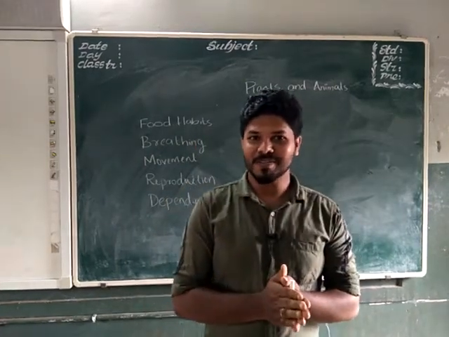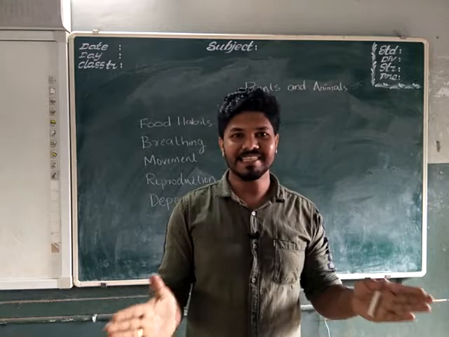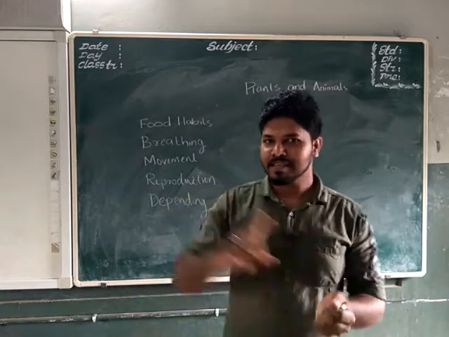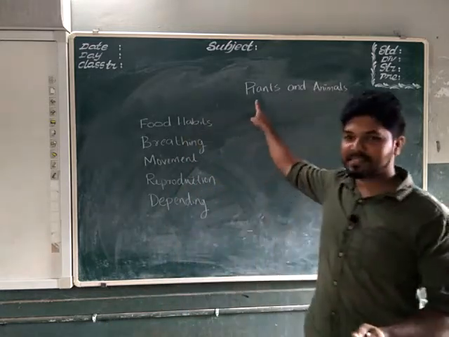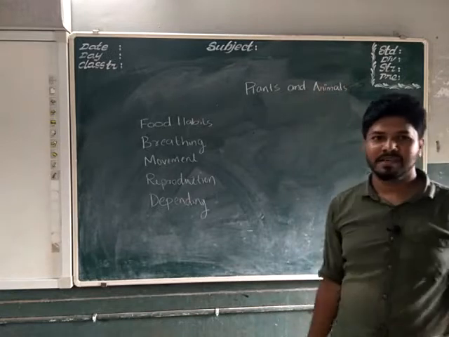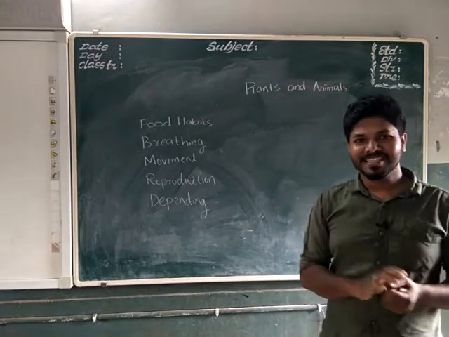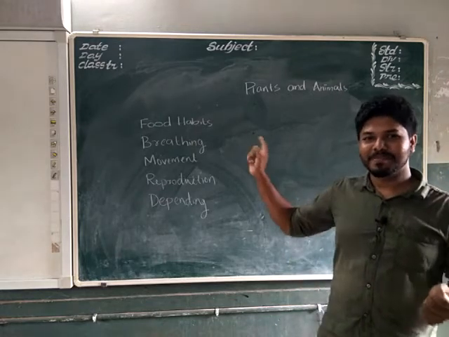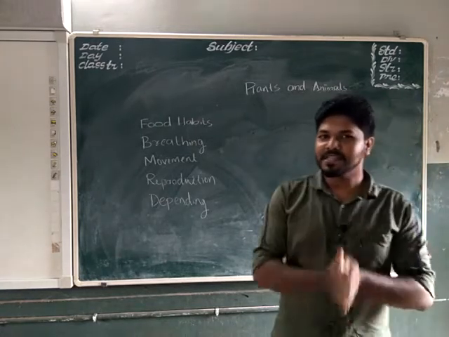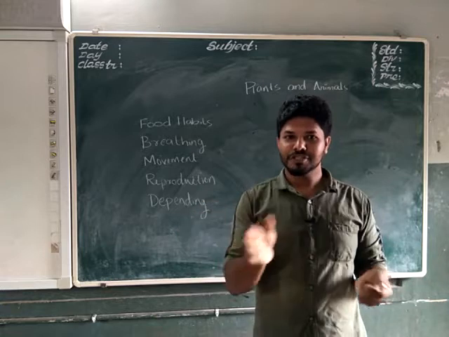Today we are moving to our new chapter, our second chapter in science. The chapter name is Plants and Animals. So you know very well what plants are, what animals are, isn't it? So the chapter is about plants and animals, and it's a very easy chapter. See, it's the continuation of the first chapter.